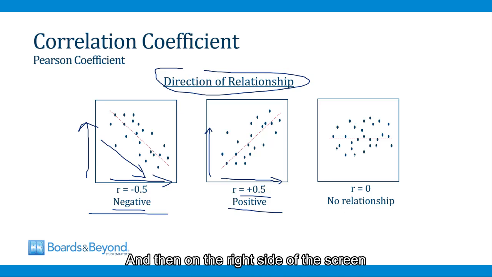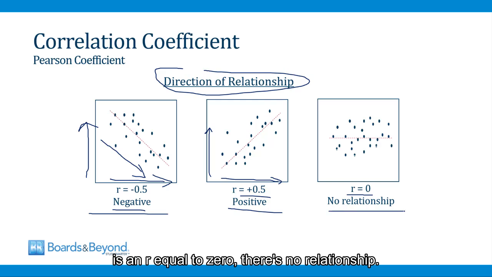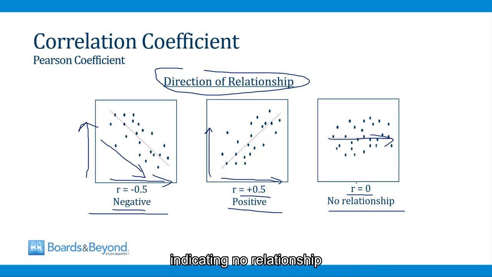And then on the right side of the screen is an r equal to 0. There's no relationship. The best fit line is a horizontal line like this, indicating no relationship between the variable on the x-axis and the variable on the y-axis.